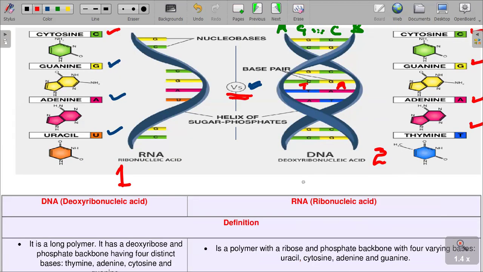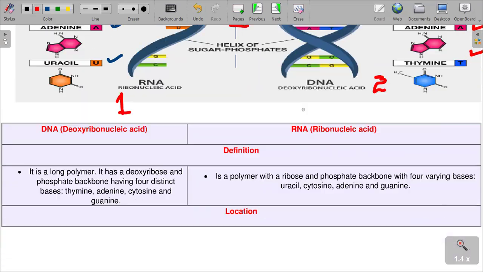So let me just go to the structure and explain it clearly according to the notes that I have put together here. So DNA, deoxyribonucleic acid, and RNA, which is also the ribonucleic acid. By definition, you can see that it is a long polymer. DNA is long, and it has a deoxyribose and phosphate backbone having four distinct bases.